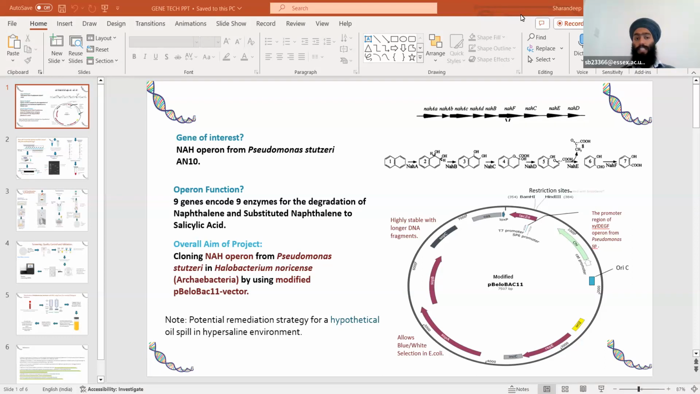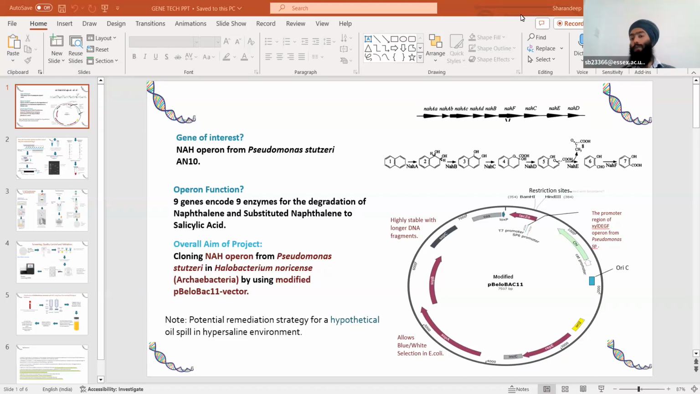So my gene of interest is not a single gene, but an entire NAH operon from Pseudomonas stutzeri. The function of this operon is that it encodes 9 enzymes for the degradation of naphthalene and substituted naphthalene to salicylic acid. I have a hypothetical solution where an oil spill occurs in a hypersaline environment like the Caspian Sea and Dead Sea. So as a potential remediation strategy, my aim of the project is to clone the NAH operon from Pseudomonas stutzeri in Halobacterium noricense, the extremophilic archaebacteria, by using a modified pBeloBAC11 vector.